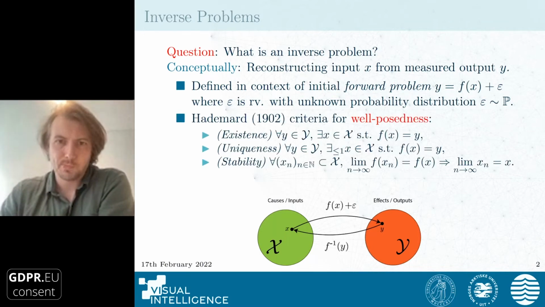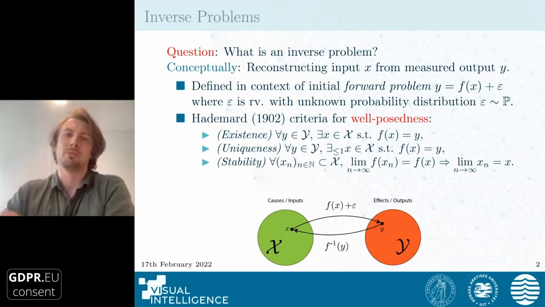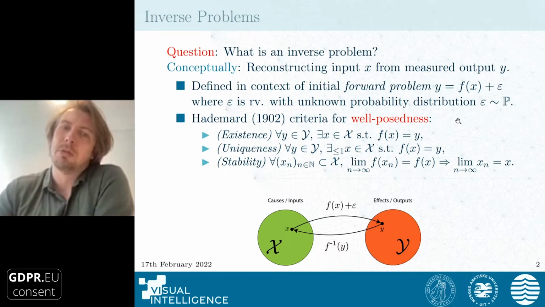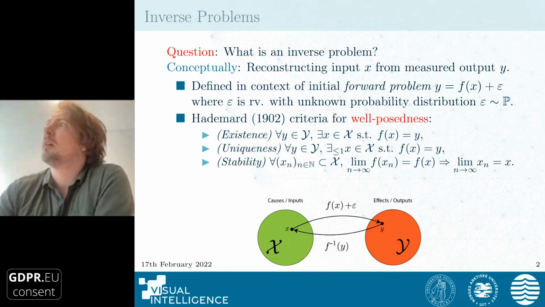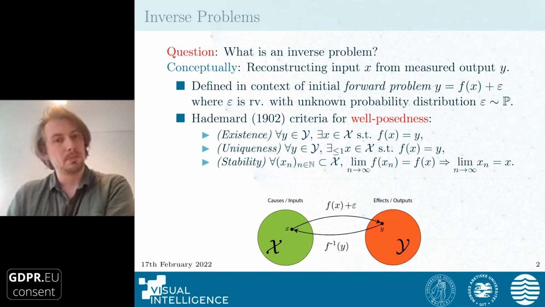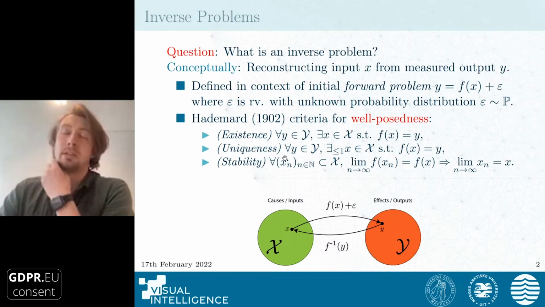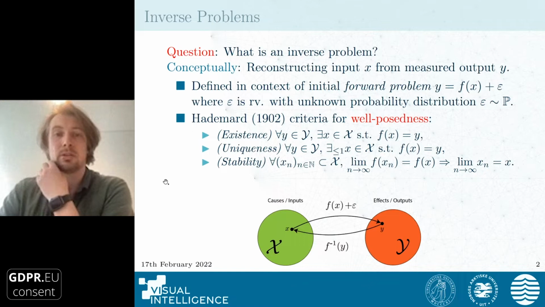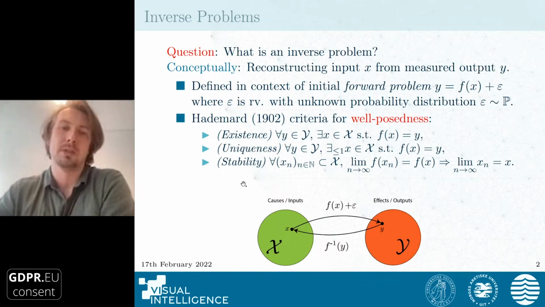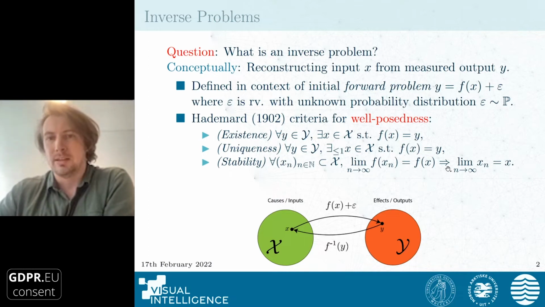So Hadamard first posed these criteria for what we can consider a well-posed problem. A well-posed problem is a problem where we can be sure that there is a solution to the problem, which is the existence criterion. The second criterion is uniqueness, meaning that the solution has to be unique. And the third criterion is that the solution has to be stable, meaning that the inputs and outputs should continuously depend on each other.